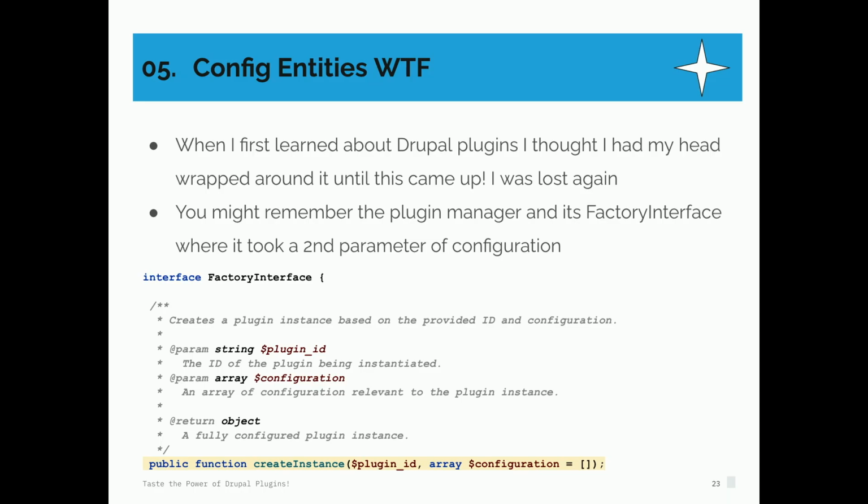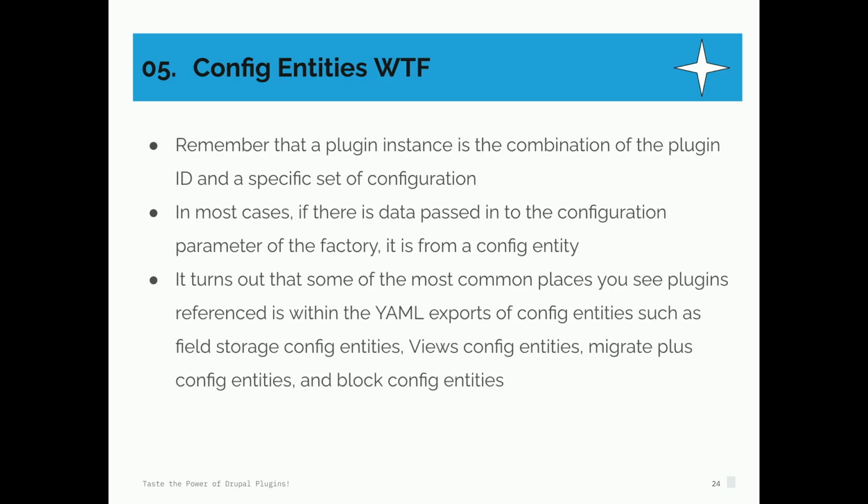What I found very confusing when I first learned about this was how configuration entities intersect with plugins. We talked about configuration coming into plugins. We talked about the plugin manager factory interface, where it takes this array of configuration as one of the parameters to create a plugin instance. We haven't really talked yet about where that configuration comes from. In most cases, it turns out that if there's data passed in as that configuration array, it is actually part of the data that is encapsulated in a configuration entity.